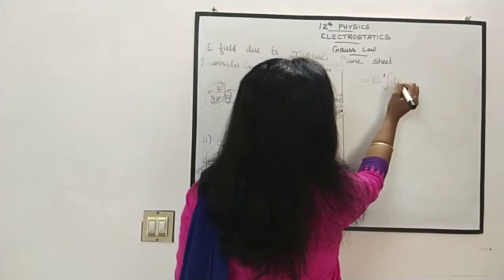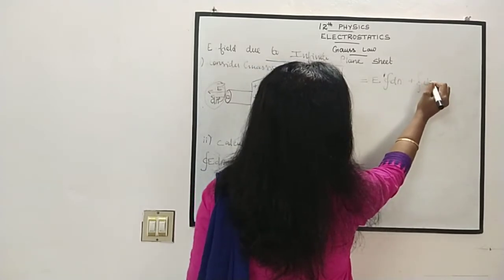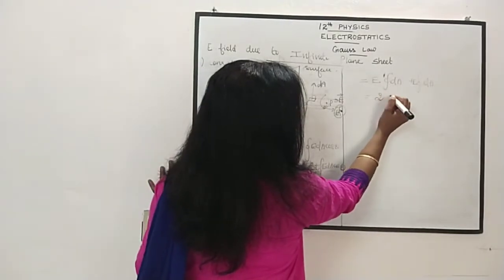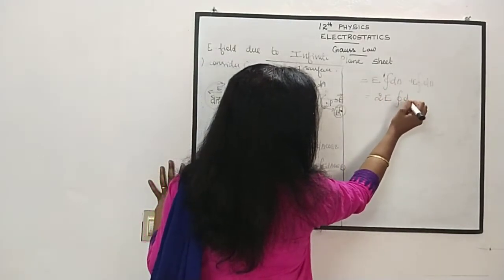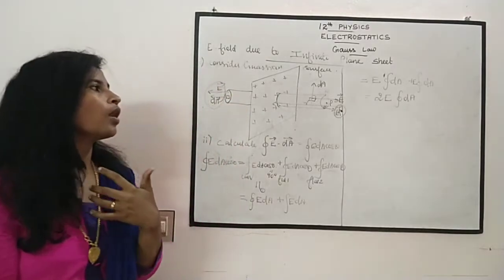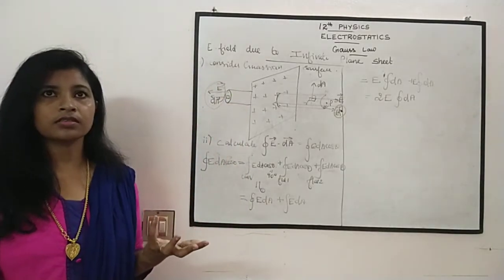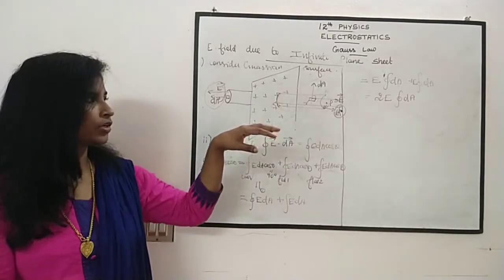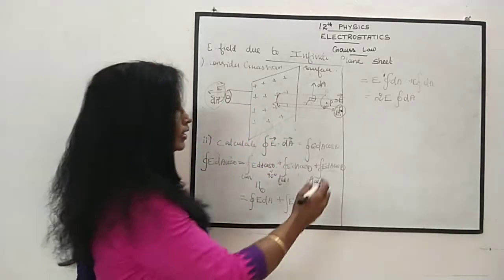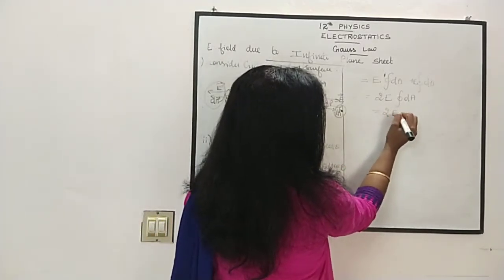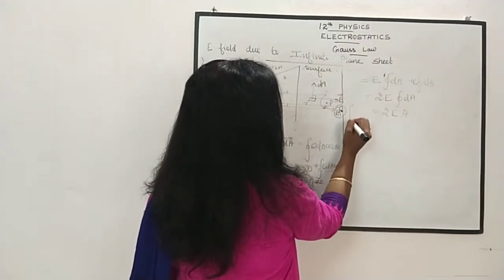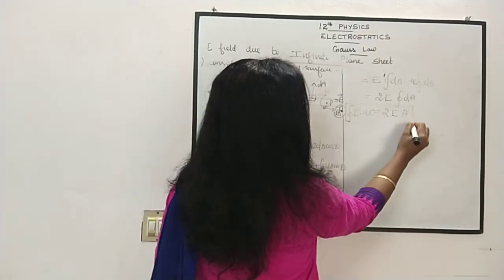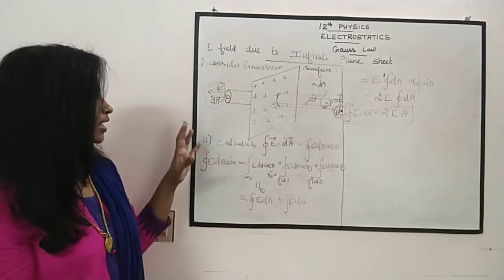So we have dA plus dA. Take E outside, and we can add these two values as integral dA. What is the integration of dA? It is A. So E dot dA is equal to 2 into EA. The second step is over.